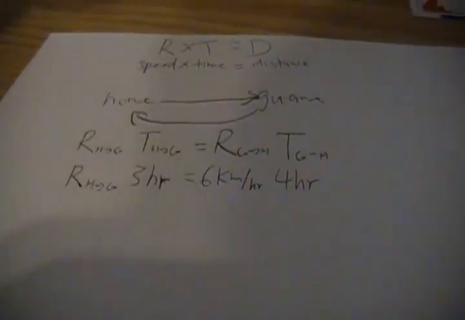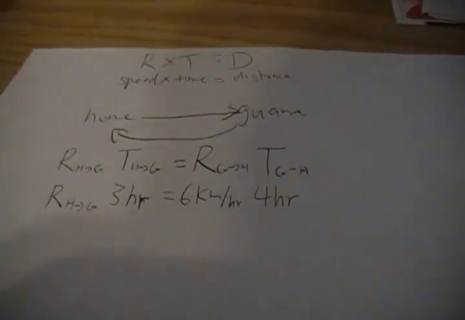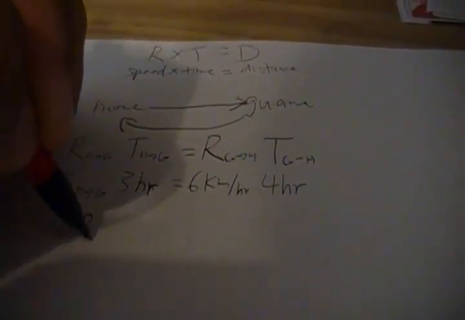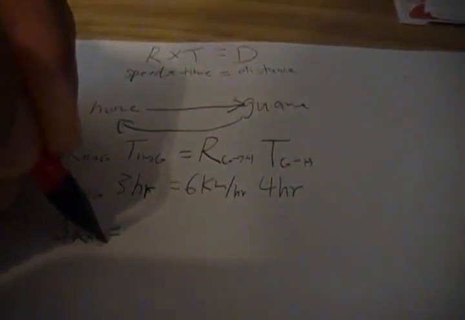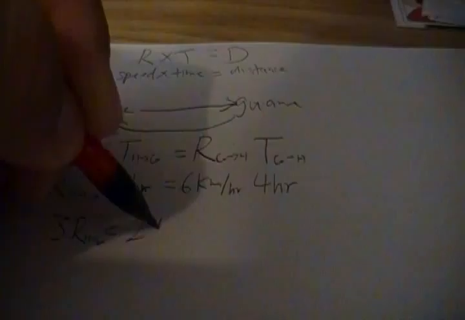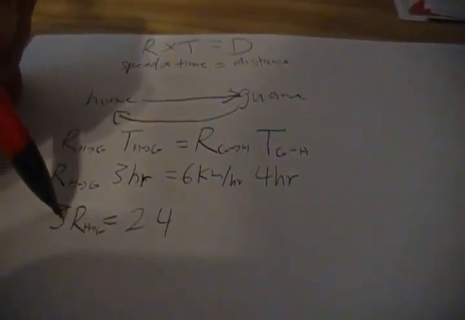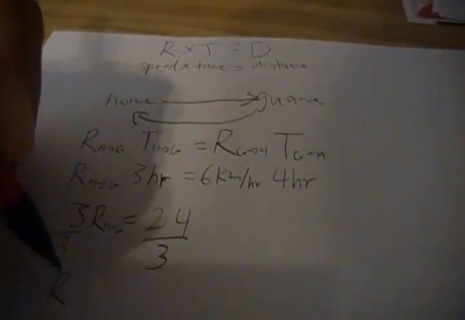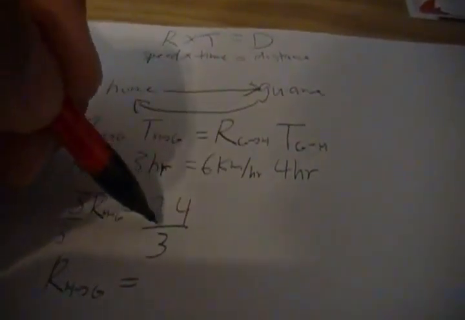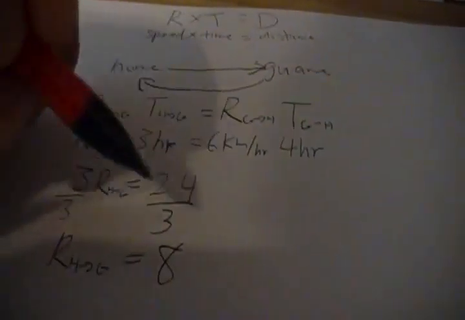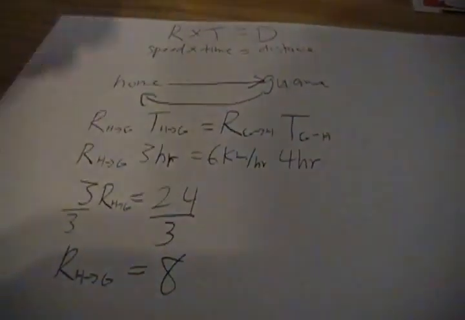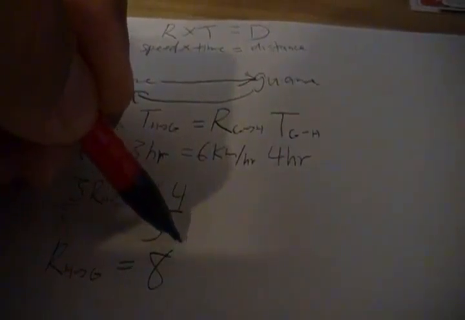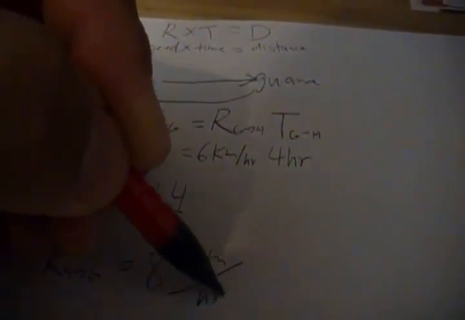We can rewrite this into an equation by saying 3 times R, H to G, is equal to 6 times 4. So 6 times 4 is 24. We have to divide by 3 to solve for R. So R is equal to 24 divided by 3, which is 8. So the average rate for going from home to Guam is 8 kilometers per hour.